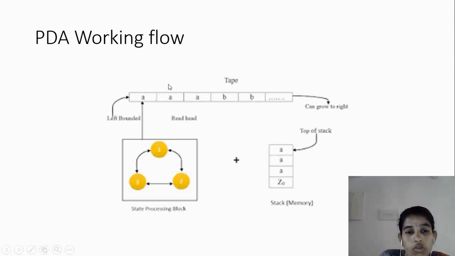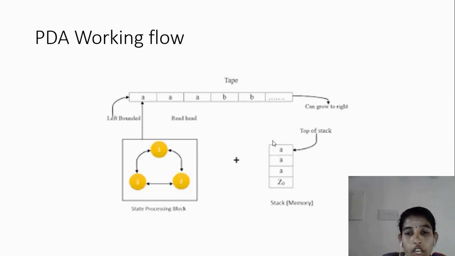Then move to the stack element to check the top of the stack, which is Z. In the starting state my stack is empty, so Z denotes that the stack is empty. When you read a particular input A, I push the value A in my stack. When you read the input B, you can pop the element A or you can push. Both push and pop operations are performed based on your application.